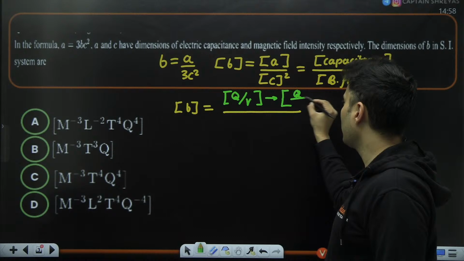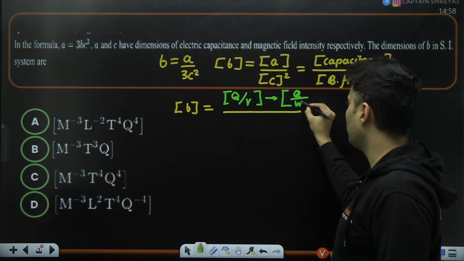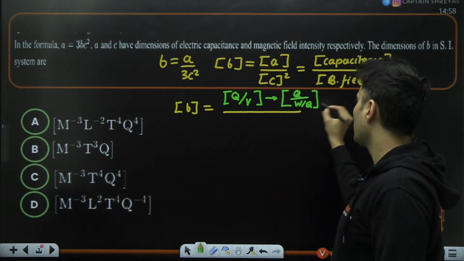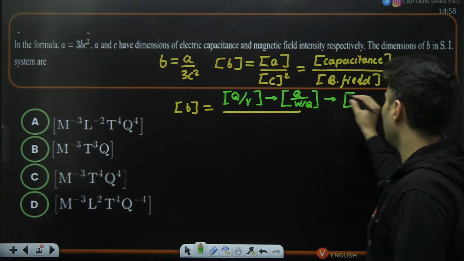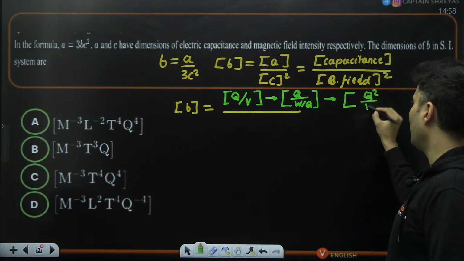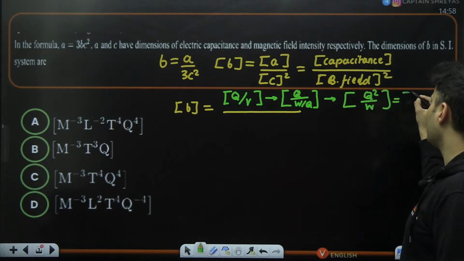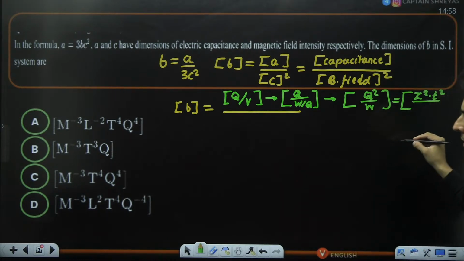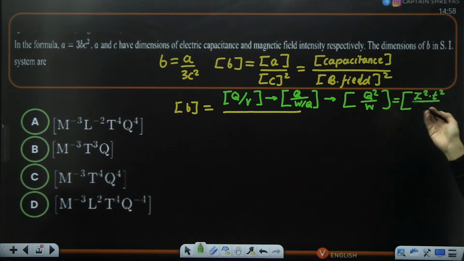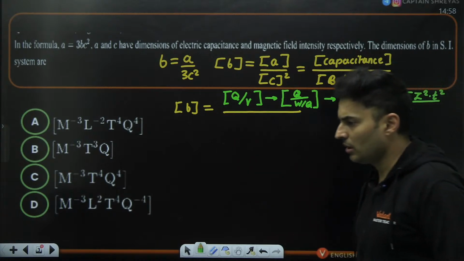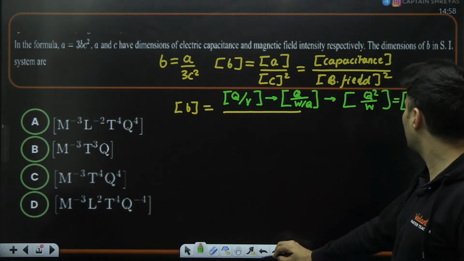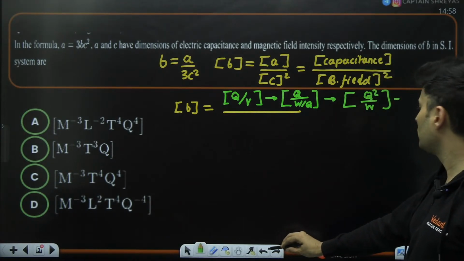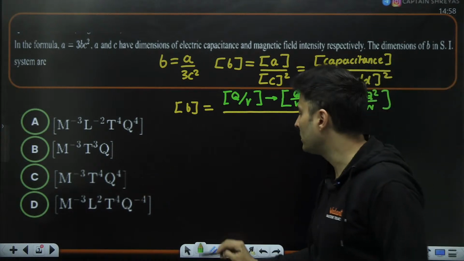It is Q by voltage. Voltage is work done per unit charge. So it will basically become Q square by work. Q square means it will become current square times time square. But they have given it in terms of charge, not current, which was surprising. So it's okay, we'll keep it in terms of charge only. Current is not required. I can see Q over here.